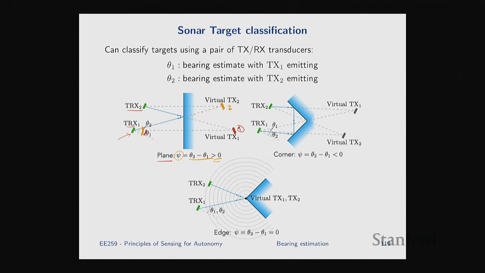Well, so what? The so what becomes clear if you look at a different class of target. If you look at a corner, for instance, I'm not going to do the full walk through the geometry because it's kind of obvious. Again, you do the same thing. You first do TX1, look at the corresponding virtual TX, so it's going to be up here, and for TX2 it's going to be down here, and then you look at theta 1 and theta 2. Now you see for this type of target it's the exact opposite, so theta 2 minus theta 1 becomes negative for a corner. And if you do that for an edge, you would see that theta 1 and theta 2 become equal, which is pretty cool.